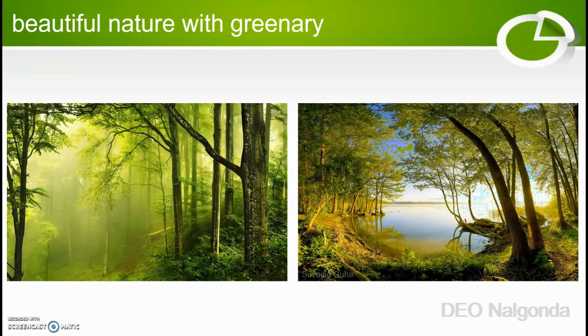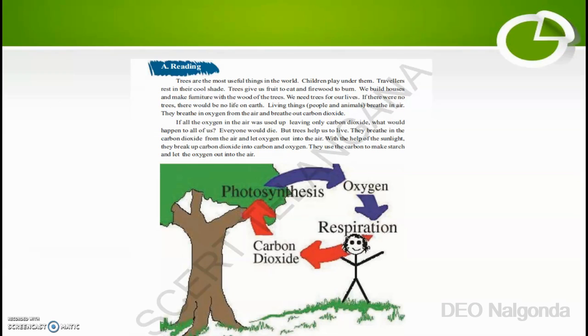So, if there are no trees in this world, what will happen, children? We all will die. So, it is our responsibility to avoid cutting trees as far as possible. And it is our duty, we must plant a lot of trees. Every one of us should think that it is our responsibility to plant at least one tree every year. So look at this slide, how beautiful nature is with the greenery. So let us make our nature beautiful by planting more and more trees.